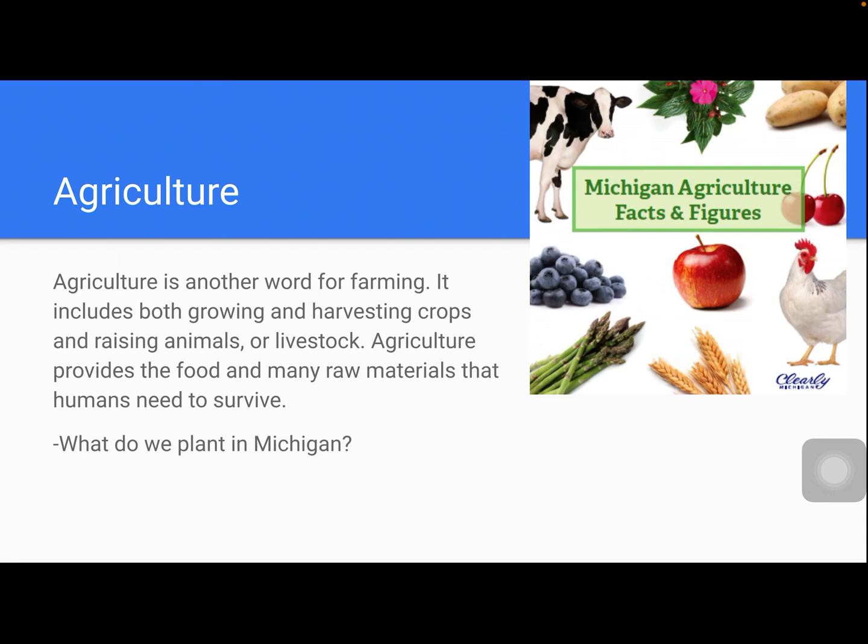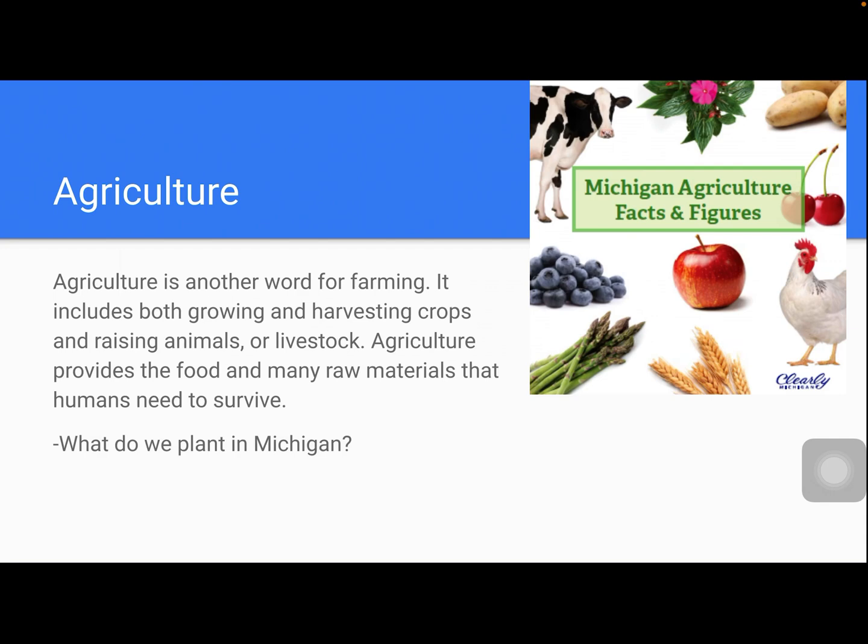So going into agriculture a little bit further. A reminder, agriculture is just another word for farm and farming. It includes both the crops, so the plants, the fruits and vegetables that are being grown, and it also includes raising animals, which are also called livestock. Agriculture provides the food and many raw materials that humans need to survive. So our farmers are so important to our economy because they feed us. They help us stay nice and full and keep our grocery stores filled as well.